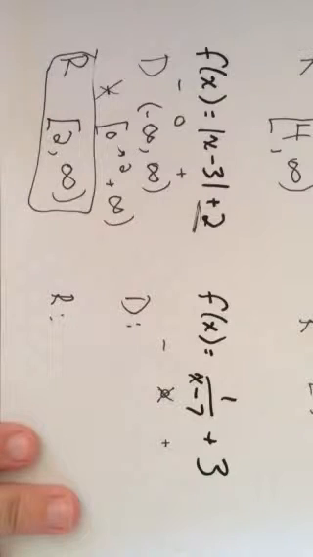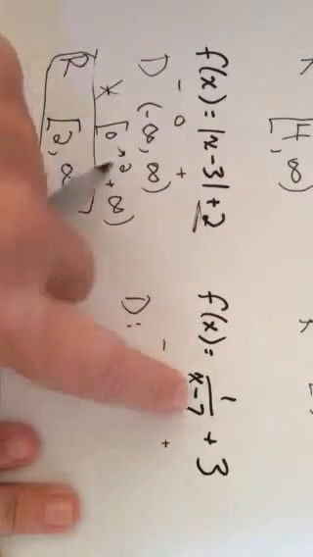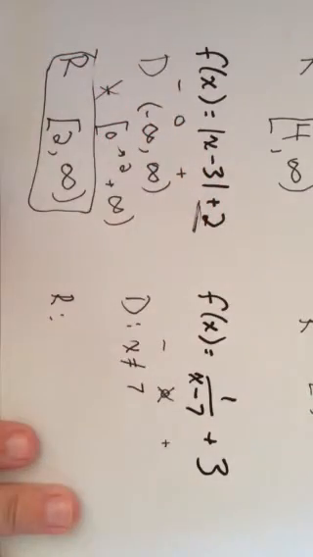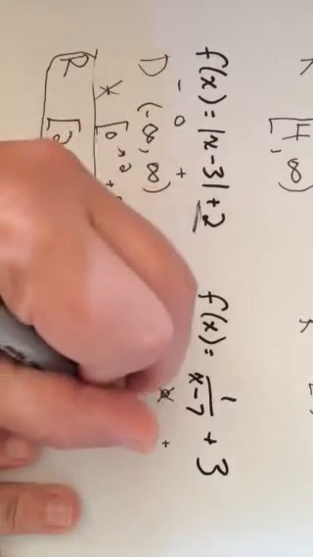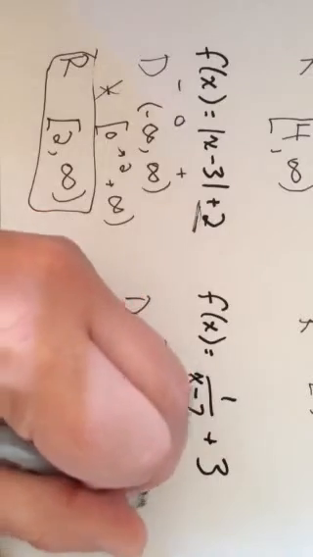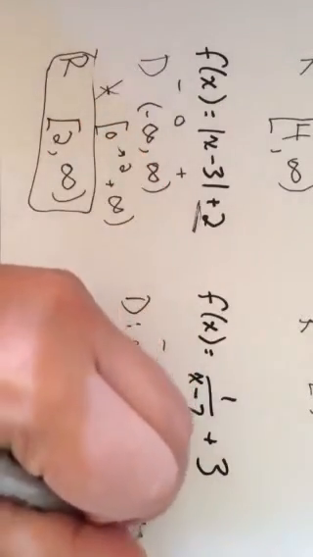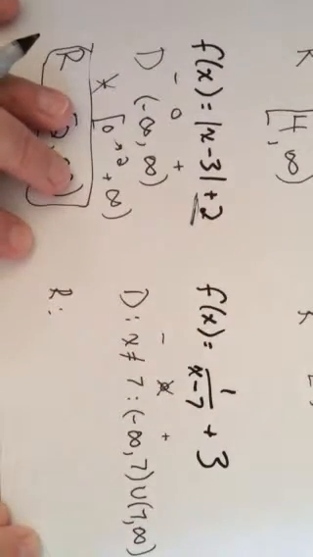Can I have a positive in the bottom of a fraction? Sure, 1 over 2 is a thing. So the only thing I can't have is 0. Well, what would make the bottom of the fraction be 0? Just 7. So x cannot equal 7. I can write that in set notation. If I write that in set notation, I will have negative infinity to 7, use parentheses so it doesn't equal 7, union 7 to infinity. So that would be it in set notation.